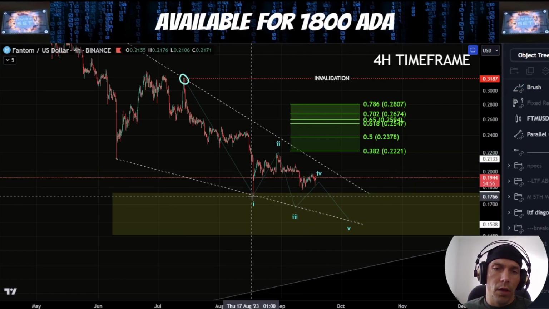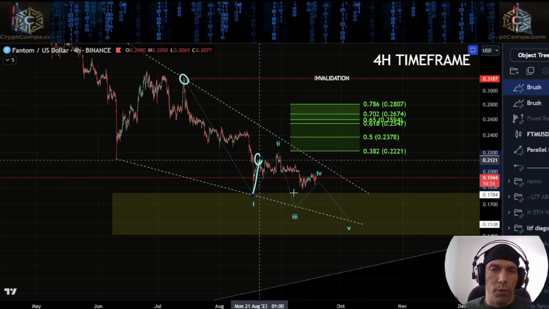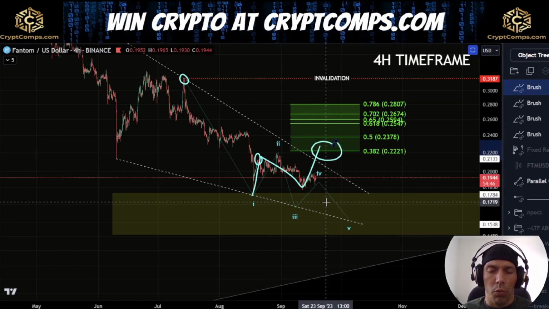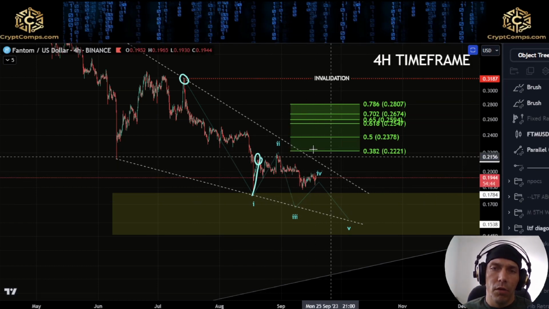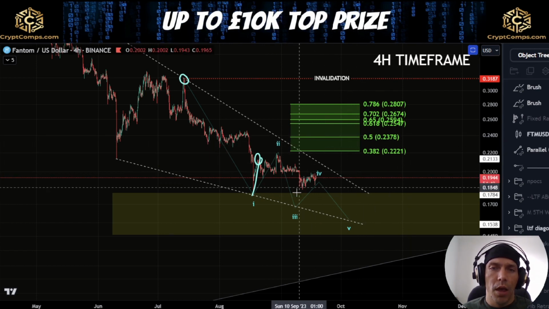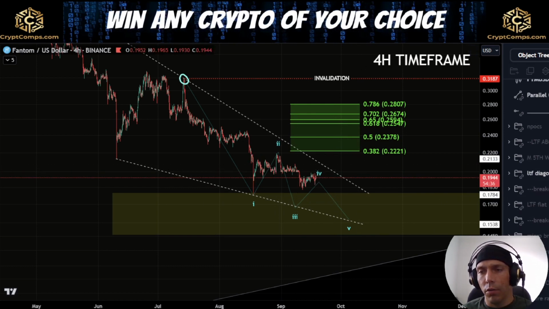So if this is actually going to become a diagonal pattern, it would be more likely that what we have is that this is an A, this is a B, and we're going to see a push to the upside one more time in the C wave, in which case we could potentially look to target this 382 to this 50% level in another move to the upside here in a 5-wave structure. So going to be keeping an eye out for that idea.